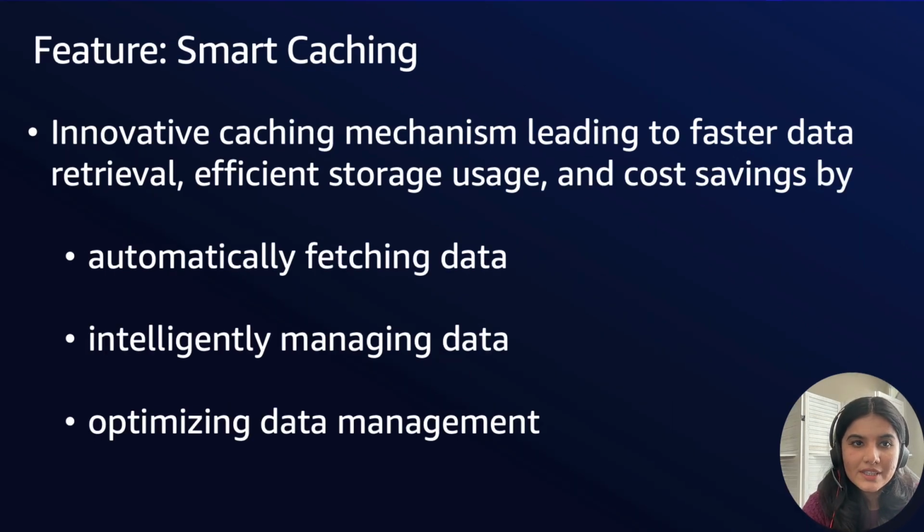Now to talk about the next feature. OpenSearch Serverless has a built-in caching tier for indexing and search compute, which is measured in OpenSearch compute units. There is a feature known as Smart Caching. Smart Caching is an innovative caching mechanism where it automatically fetches and intelligently manages data, leading to faster data retrieval, efficient storage use, and cost savings. Smart caching optimizes data management on the indexing compute node by keeping only the most recent or frequently used data readily available in the cache.